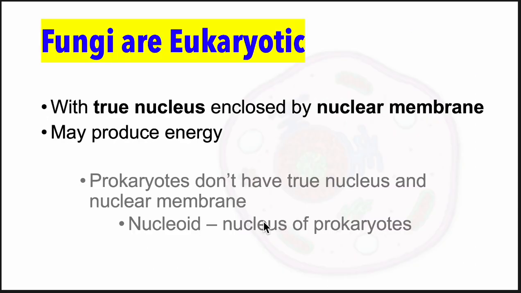Again, fungi are eukaryotic, meaning they have a true nucleus enclosed by a nuclear membrane. They also produce energy, so they have mitochondria, which are responsible for energy production. Prokaryotes, again, don't have a true nucleus and no nuclear membrane. They only have a nucleoid. Bacteria can also produce energy, but they don't have mitochondria. What they have are mesosomes. Mesosomes are structures in prokaryotic cells that help with cellular reproduction and energy production.